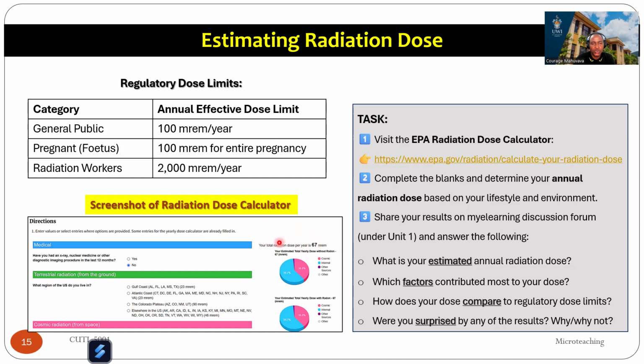What I want you to do is to compare that figure with the dose limits that are recommended by internationally recognized radiation protection standards. In this table here, we have those dose limits. Once you get those values and do a comparison, please share with your colleagues on my e-learning discussion portal, just to see what others are getting, and also to discuss what factors you think contribute most to your dose and how they compare to the regulatory dose limits, and to tell us why you think the results you are getting make sense to you or not.